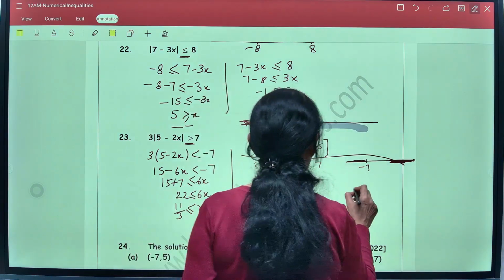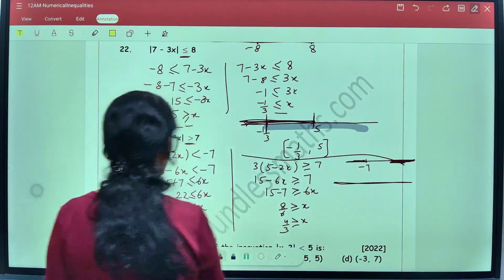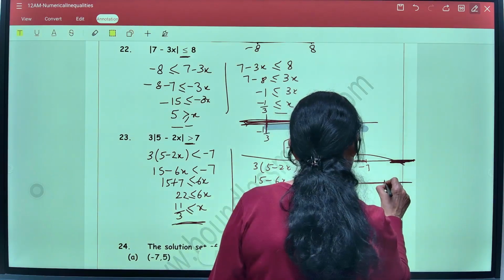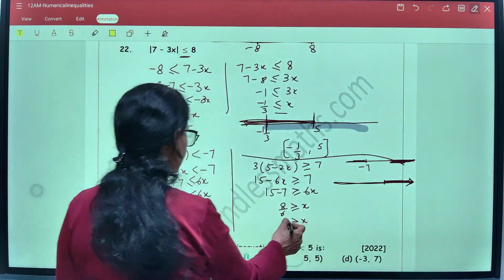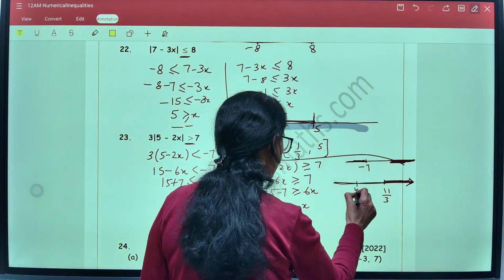Now again let's plot them on the number line. So the first solution says x is greater than equal to 11 by 3. So let's put 11 by 3 here. So it is referring to right area on this, right side area. X is less than equal to 4 by 3. So this is 11 by 3 and we have 4 by 3 here.